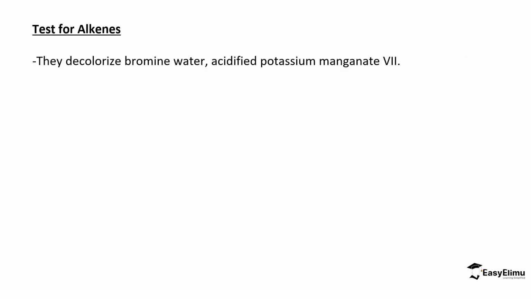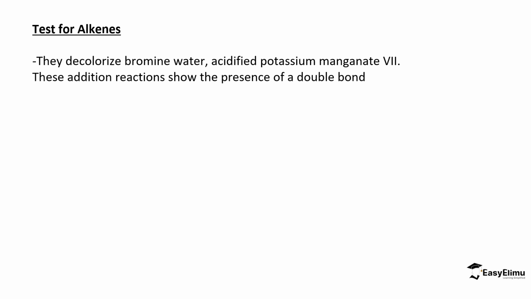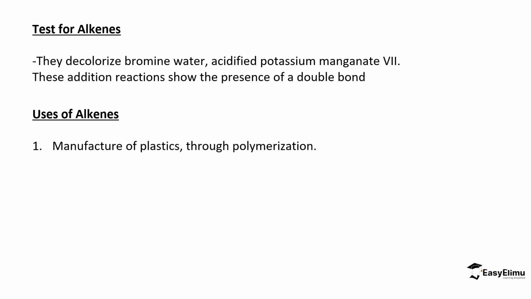So let's look at a test for alkenes. Initially, it decolorizes bromine water and also acidified potassium permanganate VII. And this tells us that the reactant, which is the alkene, has a double bond. And some of the uses of alkenes are used to form plastics through polymerization. As you saw earlier on, they could undergo polymerization.